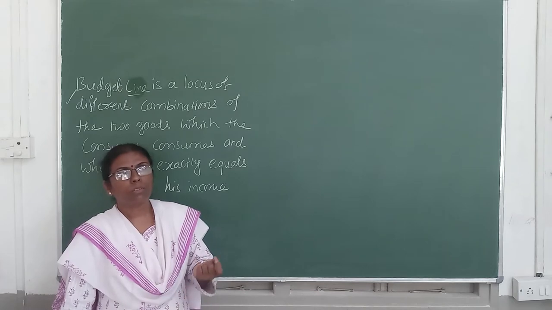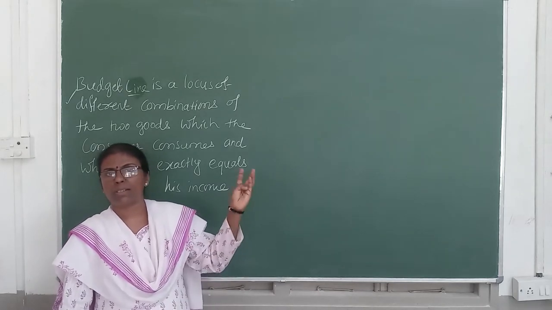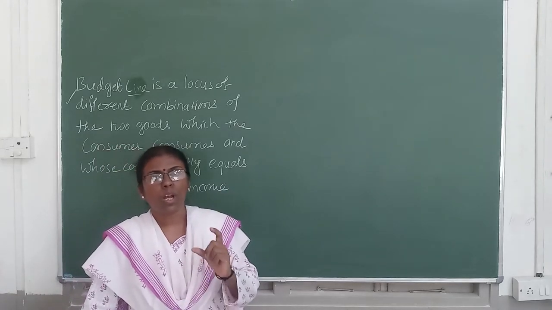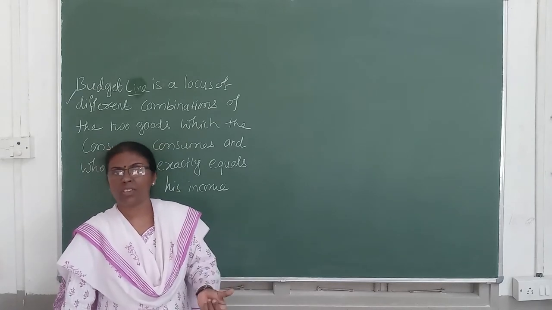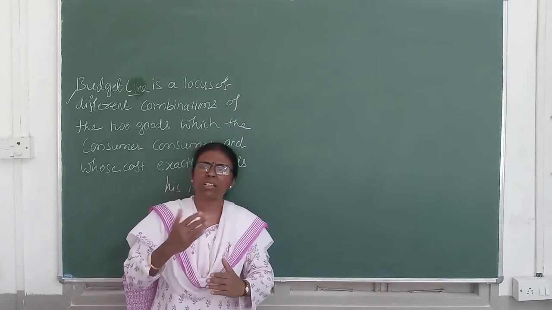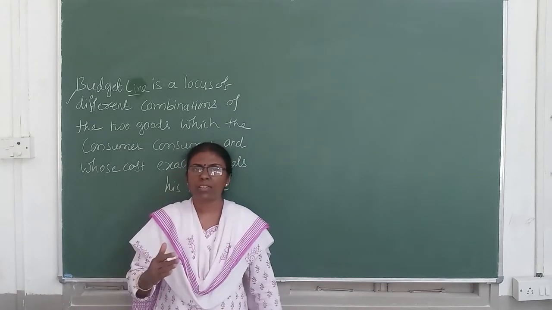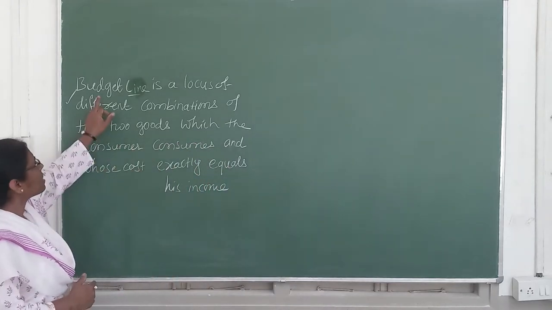These two important concepts, the first one budget line and the second one budget set, help us know how the consumer tries to get the maximum level of satisfaction with his limited income by spending the same amount of money on different combinations of two goods. First, let us know the meaning of budget line. So what is a budget line?